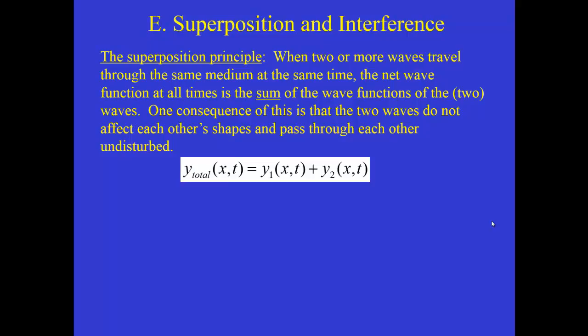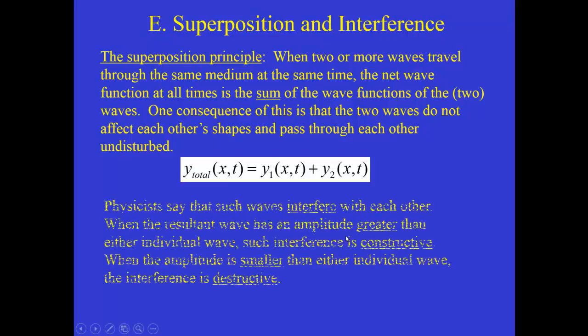One consequence of this is that two waves that are passing through the same medium do not affect one another's shapes, and they pass through each other undisturbed. And so mathematically, the superposition principle is nothing more than telling us that the total or the net wave function, as a function of position and time, is just the sum of the two wave functions of the two waves. And if we have more than two waves, we would just continue to add terms.